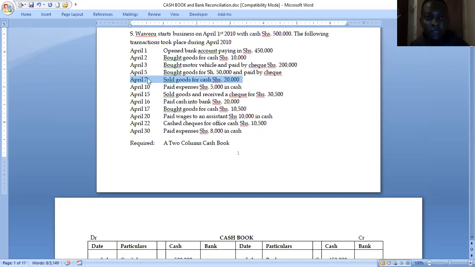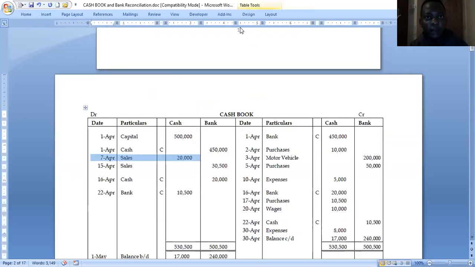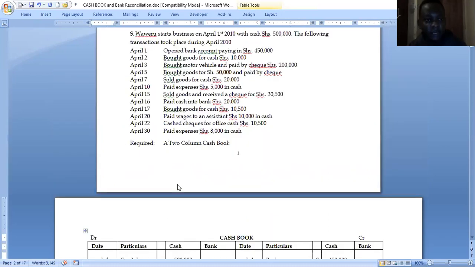So therefore, on April 7th, we debit cash account 20,000 shillings in the cash column. So we have it here: April 7th, debit cash account by sales, 20,000 shillings. Then we move on to our next transaction.